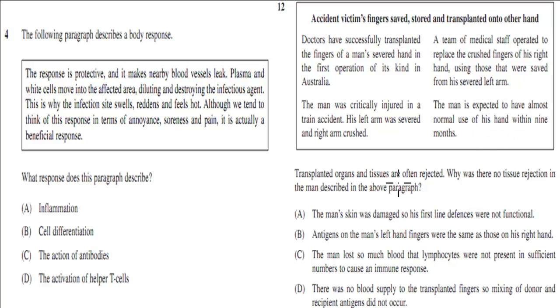Transplanted organs and tissues are often rejected. Why was there no tissue rejection in the man described in the paragraph above? A. The man's skin was damaged, so his first line defense was not functional. B. Antigens on the man's left hand fingers were the same as those on his right hand. C. The man lost so much blood that lymphocytes were not present in sufficient numbers to cause immune response. Or D. There was no blood supply to transplanted fingers, so mixing of donor and recipient antigens did not occur. When you're ready, pause the video and attempt the question.